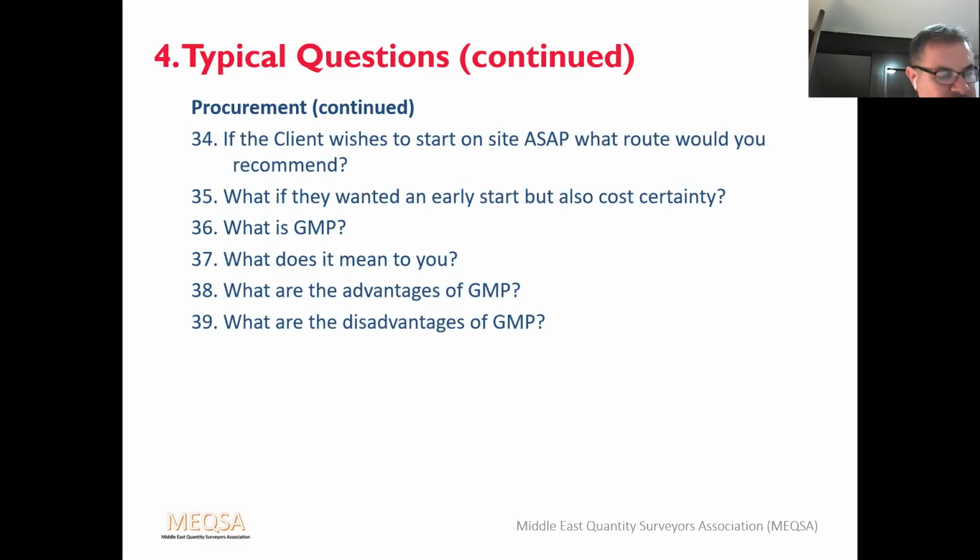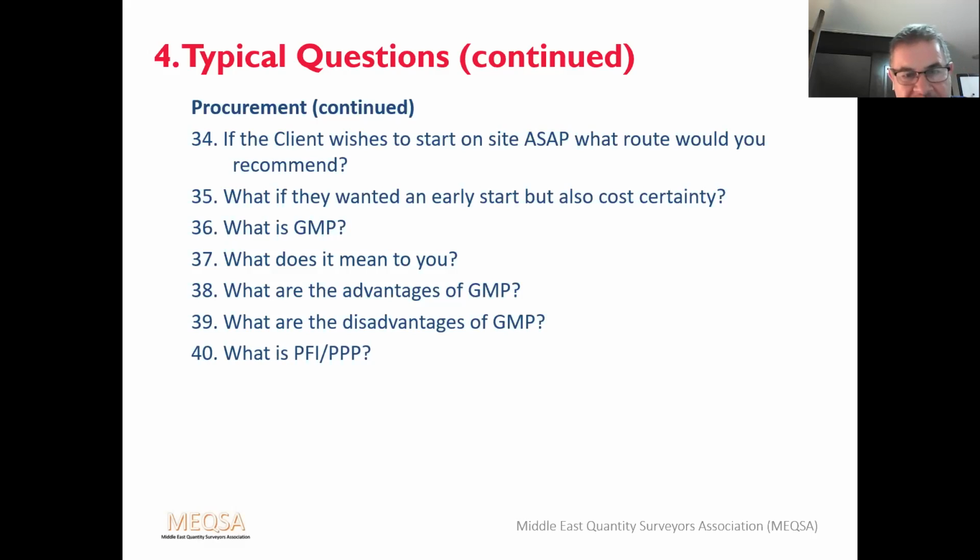What are the disadvantages of GMP? The client may pay too much. The contractor's risk allowance may be higher than in reality. Scope changes are likely to be very expensive, and it can be adversarial, trying to decide whether changes are design development or scope changes.